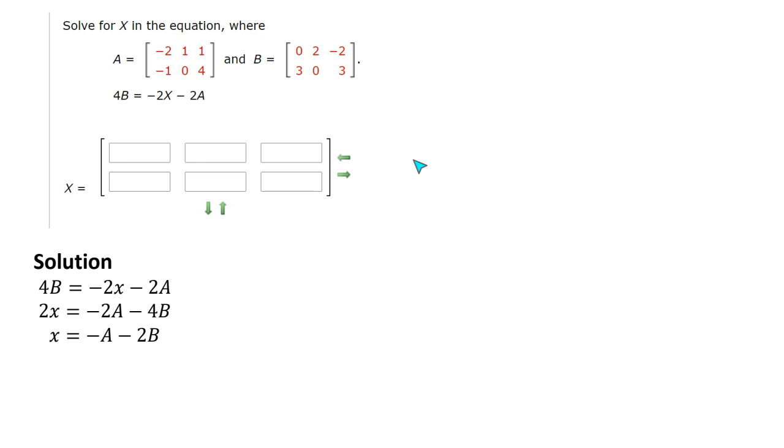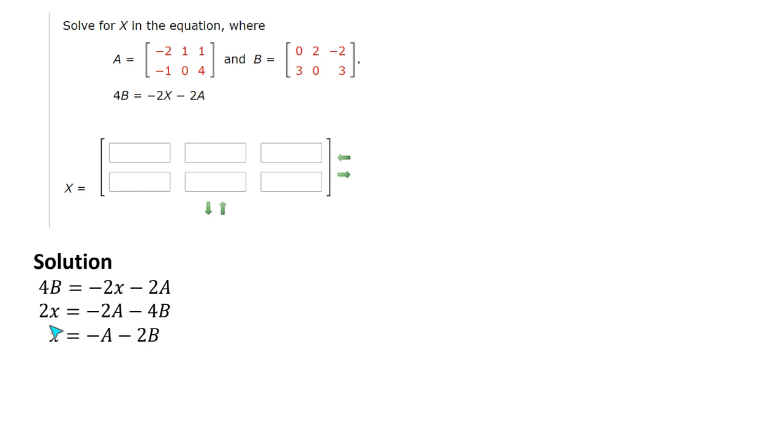Okay, so this is a different one. So we have 4b and we're trying to solve for x. So first we can take this equation and just solve for x. So I'm going to add 2x on both sides. So I get 2x, and I'm going to subtract 4b on both sides. So I get 2x is equal to negative 2a minus 4b.